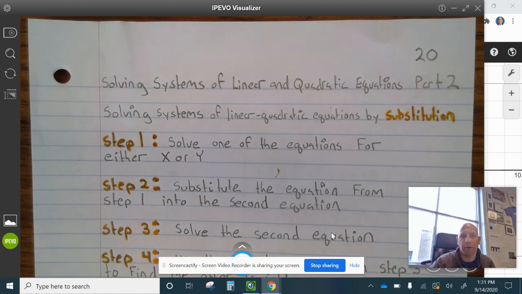Okay, Wildcats, today we're going to journal page 20, Solving Systems of Linear and Quadratic Equations, Part 2. Solving systems of linear and quadratic equations by substitution.